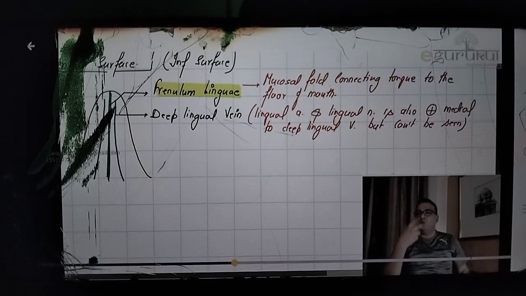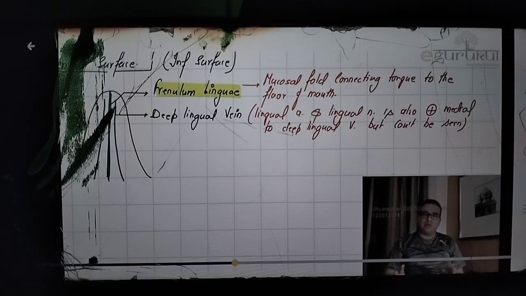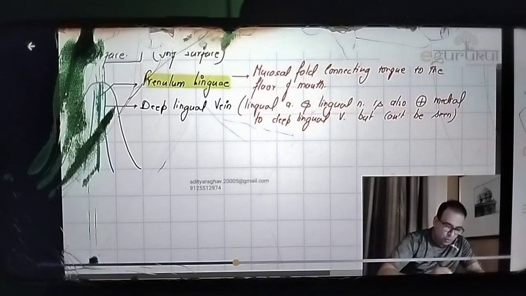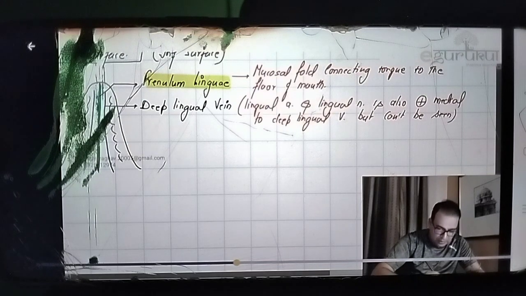The only thing you can see is the deep lingual vein, but the lingual artery and the lingual nerve both are there, medial to the vein, but more deeply placed, so not visible. More laterally, what is visible, you will again see a mucosal fold present over there like this. And this mucosal fold present more laterally is called a plica fimbriata.